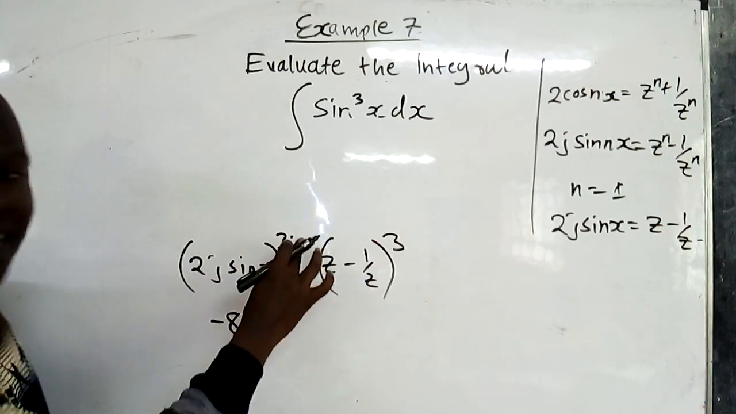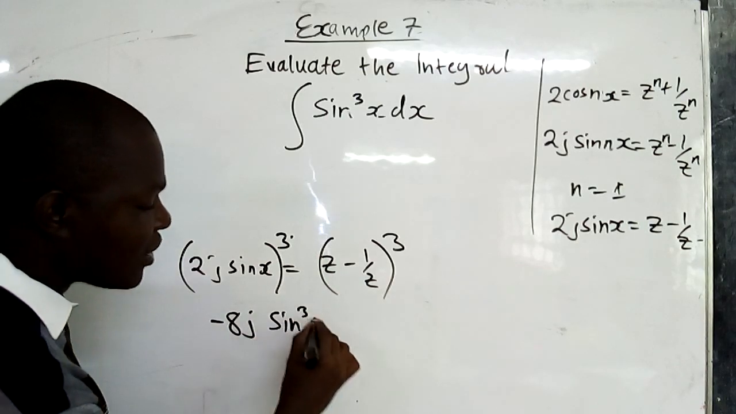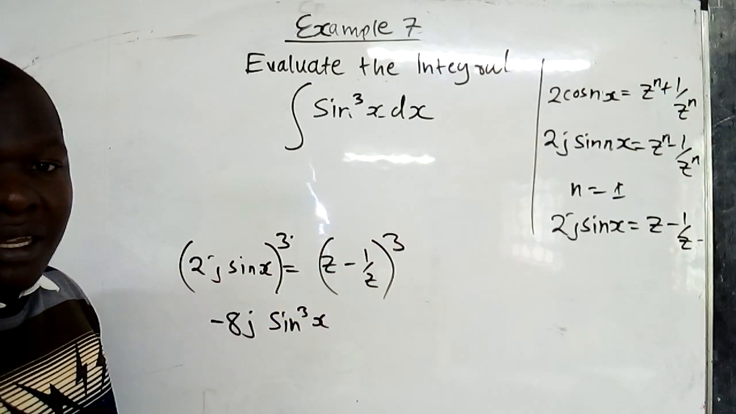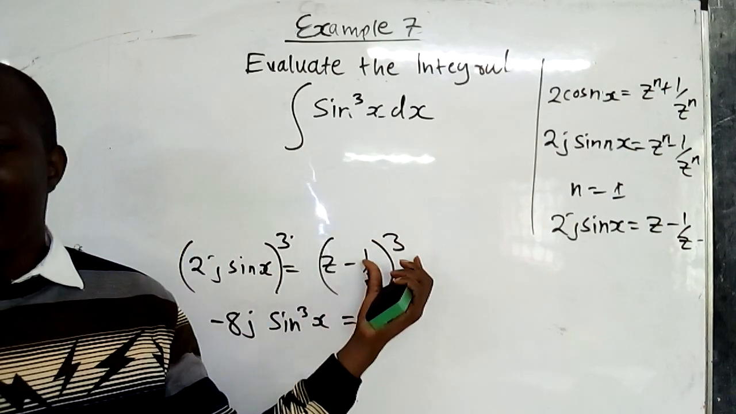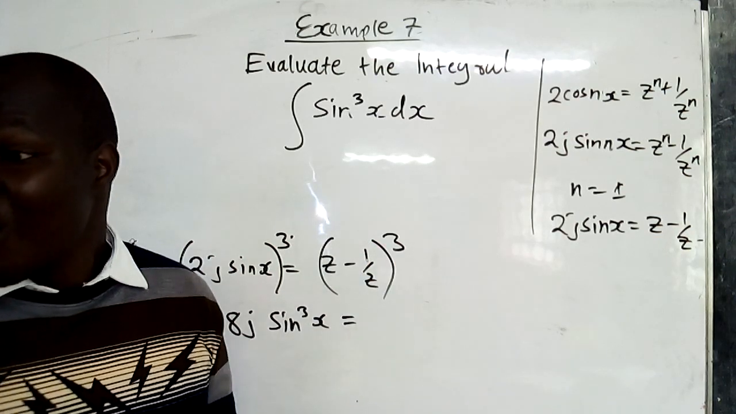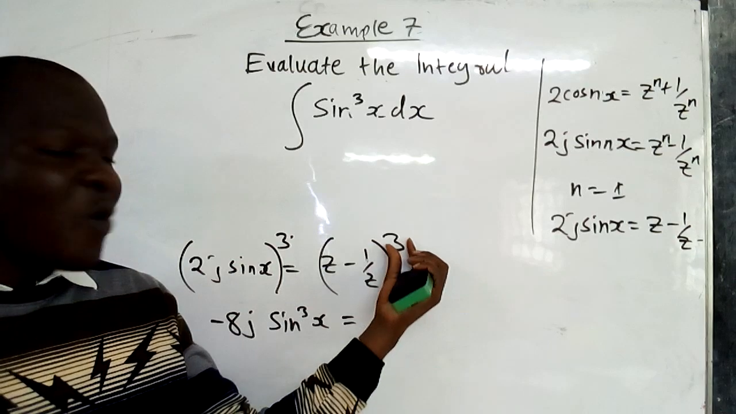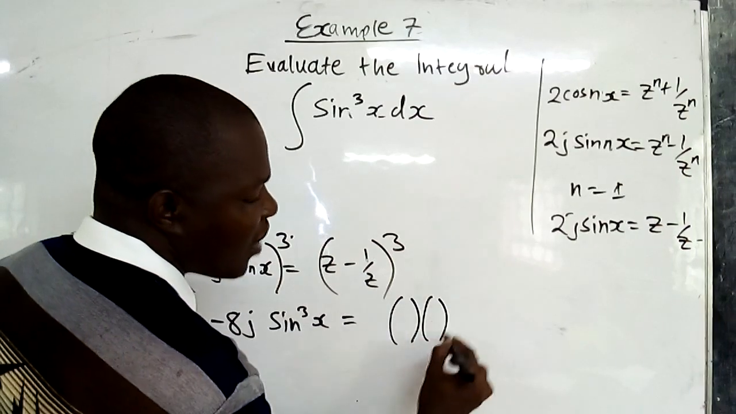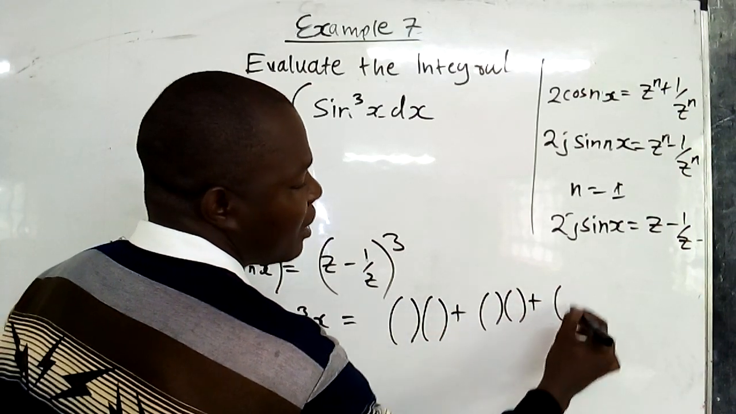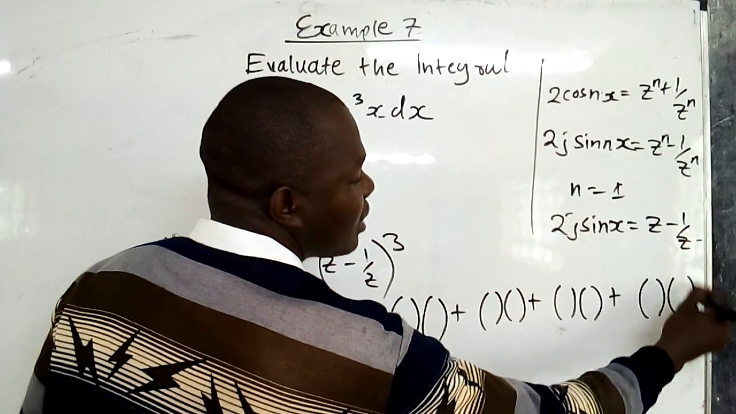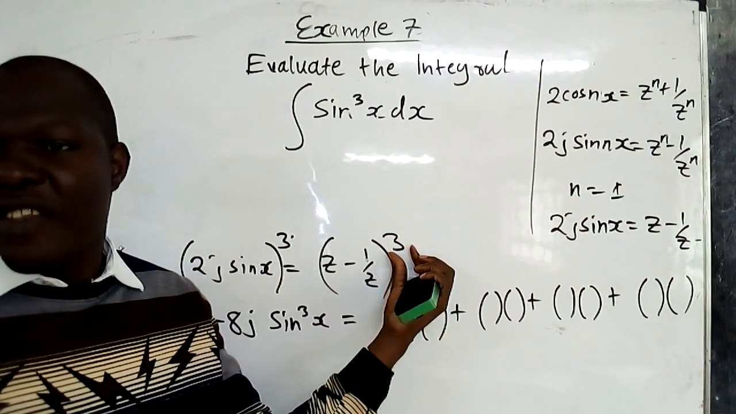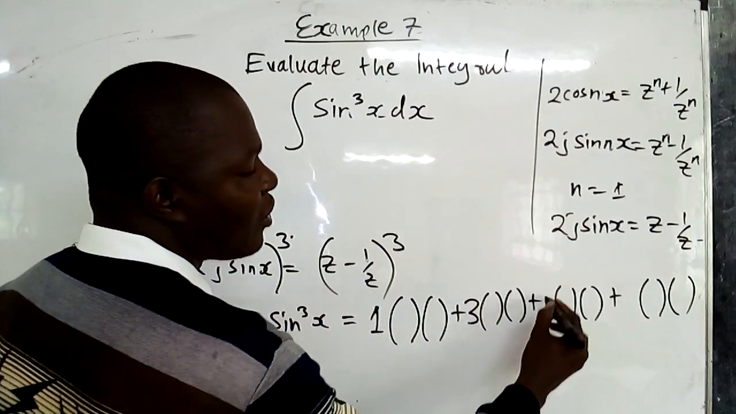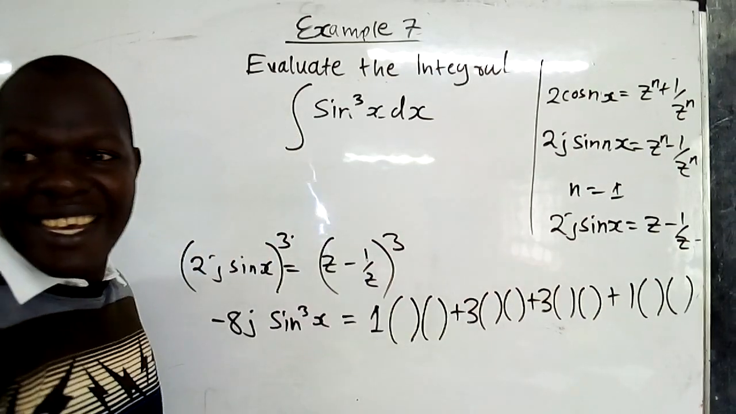So from there, sine x raised to power 3, you get sine cubed x, not sine 3x, sine cubed x, equal to what do you do here? Binomial expansion, isn't it? When the power is 3, it means we have 4 terms. So that is the first term, plus the second term, plus the third term, plus the fourth term. What are the coefficients of a binomial when the power is 3? 1, 3, 3, 1, isn't it?